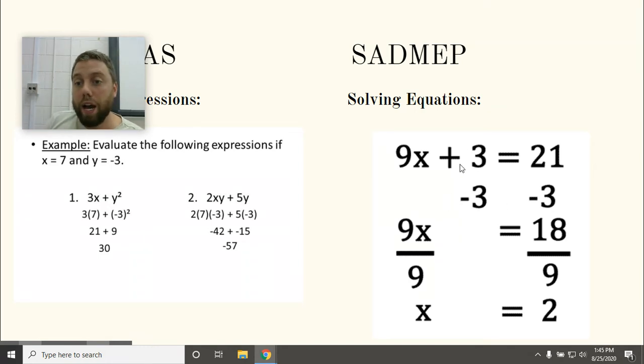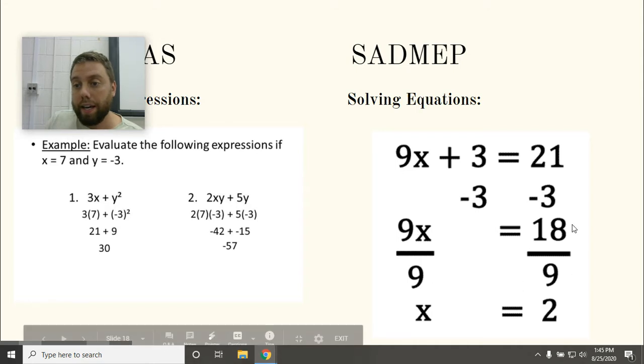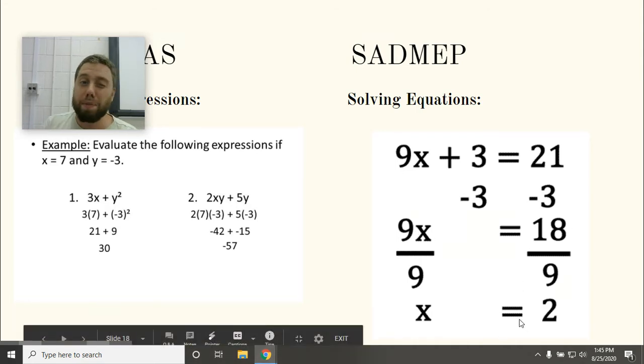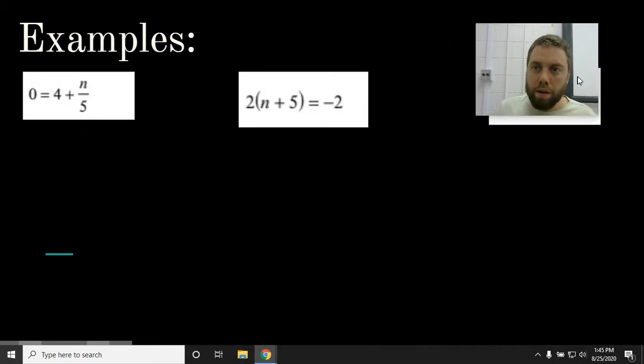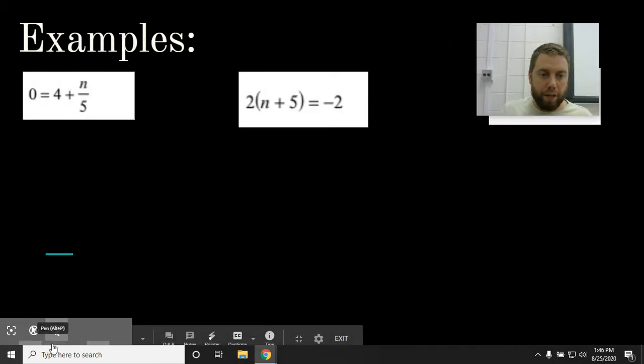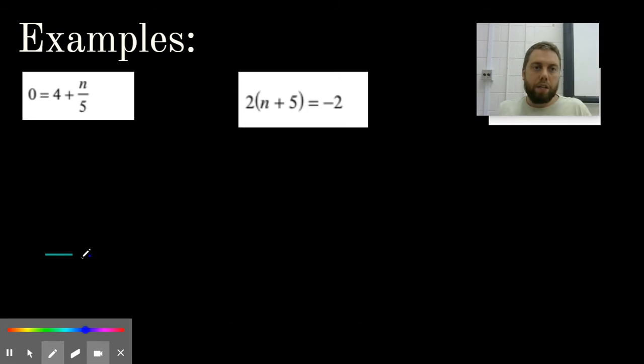And then after we've gotten rid of the addition, subtraction, the AS here, we're going to do the multiplication, division. That's our DM right here, and get that 9 to the other side because that's being multiplied. That's how we solve. The opposite of PEMDAS is SADMEP, which is just PEMDAS the other way around. Now, we'll do a couple of examples together, to make sure that we understand.